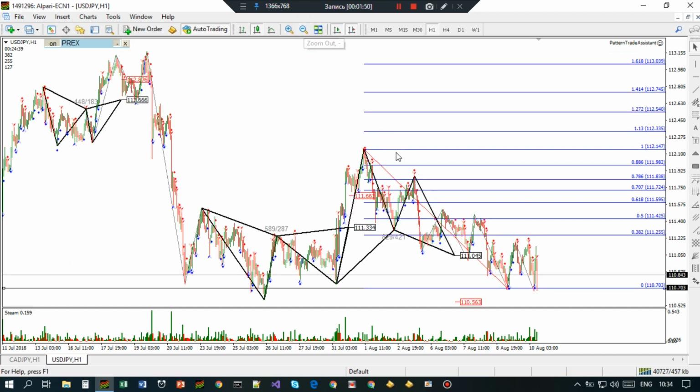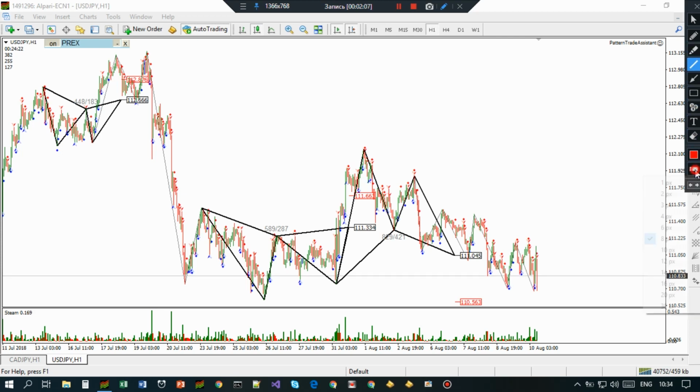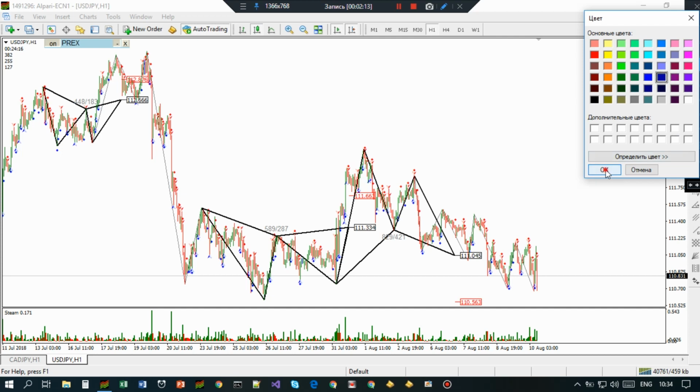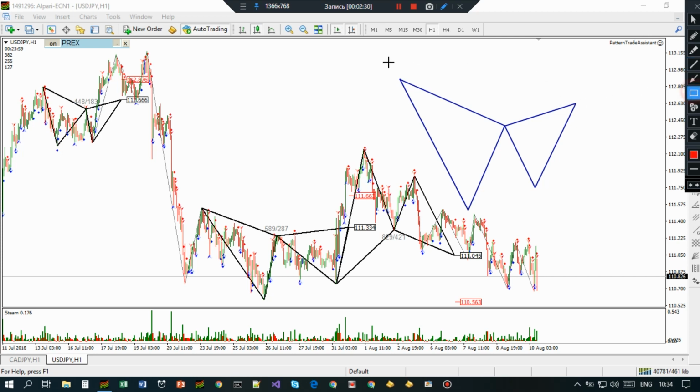As for the execution, let's just talk about the common execution rules, what you should look for. First of all, let's draw the pattern. Let me use the color of the pattern. Blue color will be okay. Okay, here's the pattern like this. I will use a unified Gartley, but it is okay for a cipher as well. It doesn't matter. Basically, the pattern is a means for calculating support and resistance.